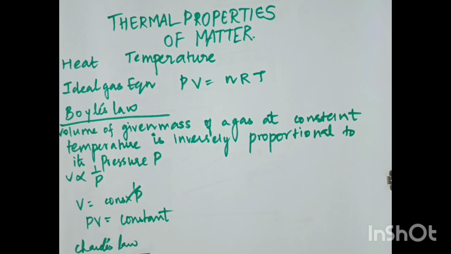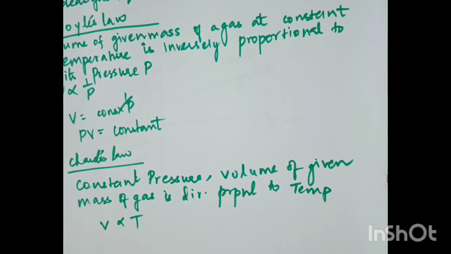What is Charles' law? At a constant pressure, the volume of a given mass of gas is directly proportional to temperature. So when the pressure is constant, if the temperature is increasing, the volume of the gas will increase. If the temperature is decreasing, the volume of the gas will decrease. So this is what is called Charles' law.